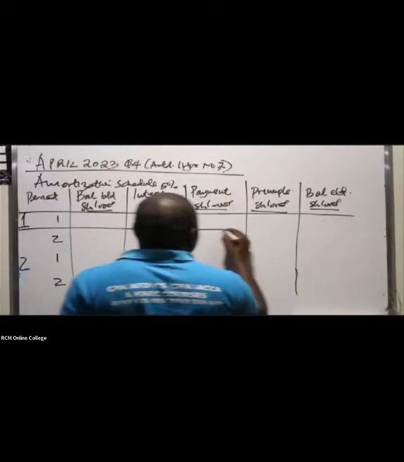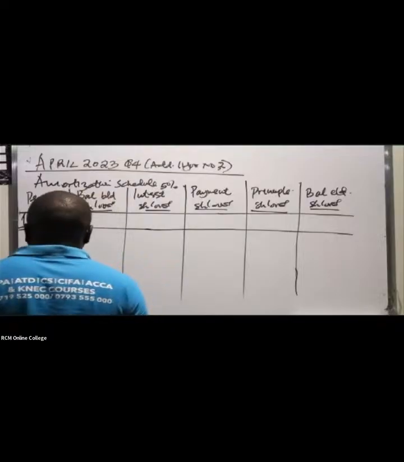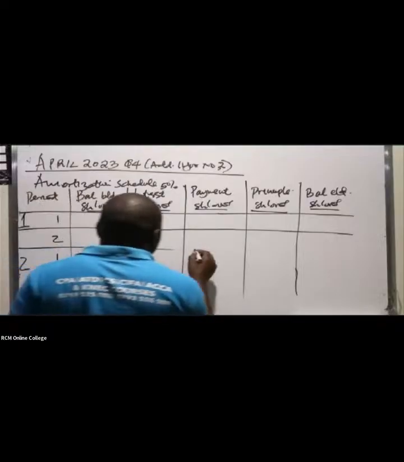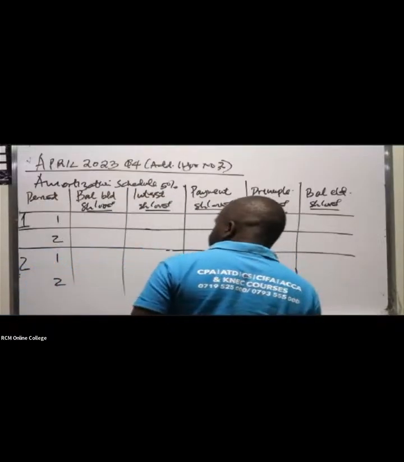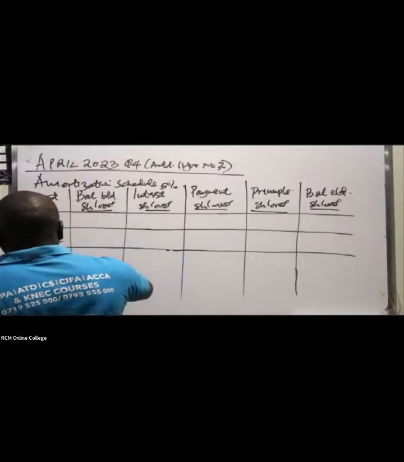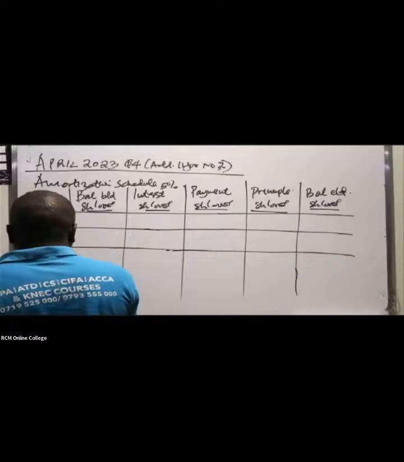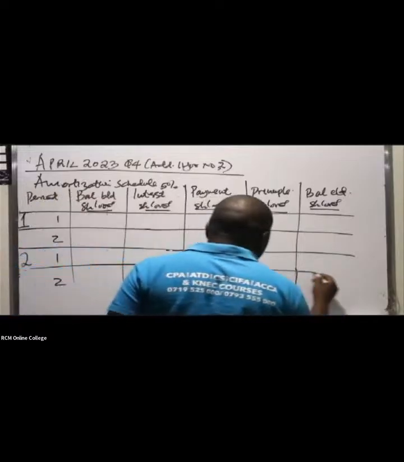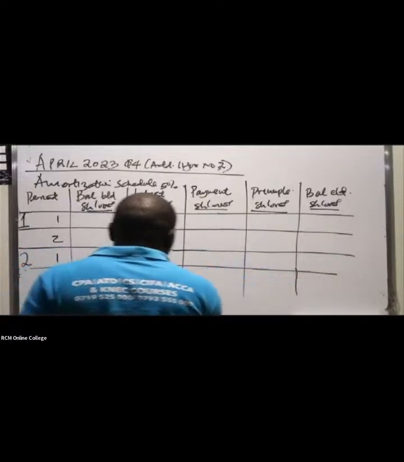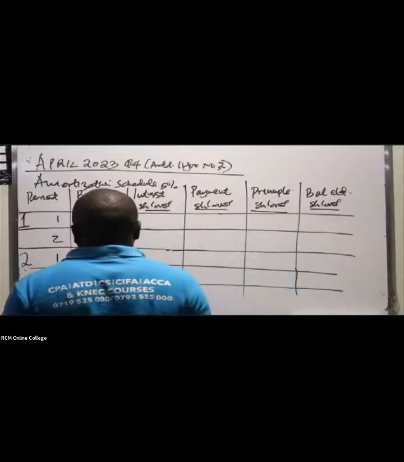So it will have 4 periods, each and every year having 2 periods, because the payments are being done semi-annually. So this is the second year. They also made the payment semi-annually.